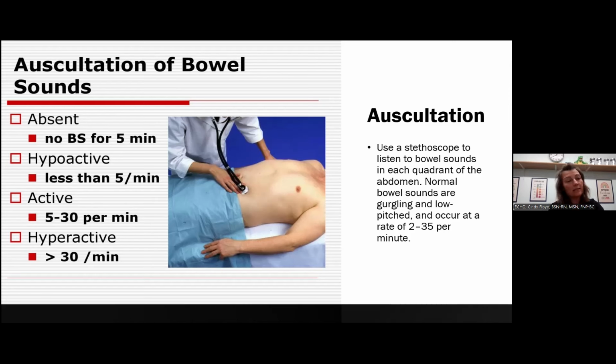And we want to listen, truly, if we're doing a good assessment, we'll listen for up to 5 minutes. And we don't say that they don't have bowel sounds unless we haven't heard anything for 5 minutes. We can go to the next slide.